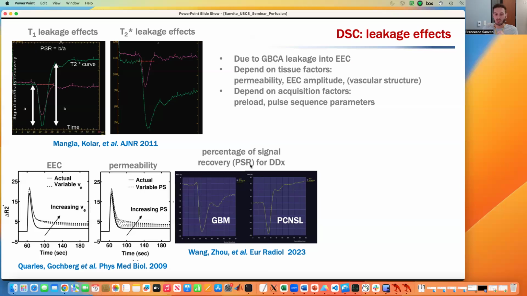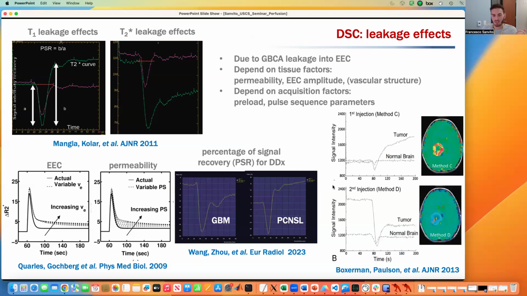We calculate this as a semi-quantitative metric called percentage of signal recovery. What is the percentage of the recovery of the signal after the bolus? In this case it would be around, I don't know, 80% probably. It would be 100% if it goes back to baseline, whereas here it is above baseline, so it's probably 130% or something like that. This is a PSR map because we have one value per voxel, so we can map it in 3D. But one very important aspect is that when we change the acquisition factors, in this historical example the preload, we change the shape of the curve and we change the PSR.